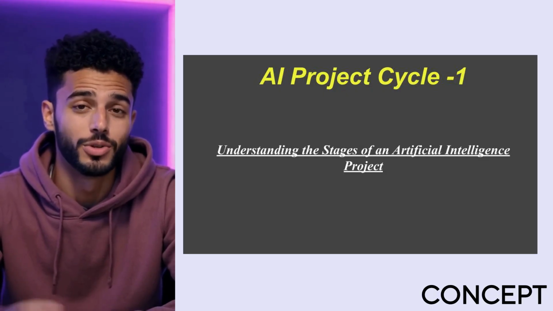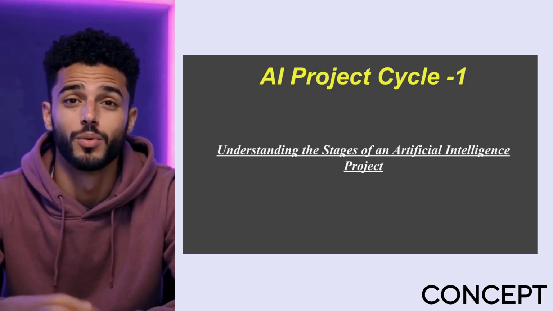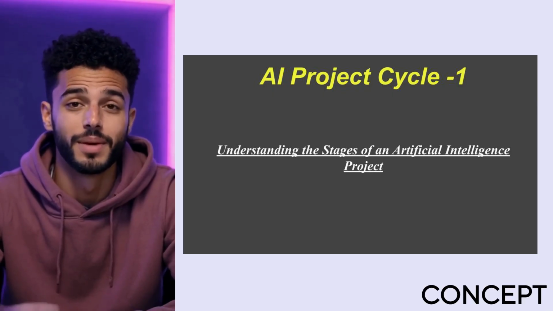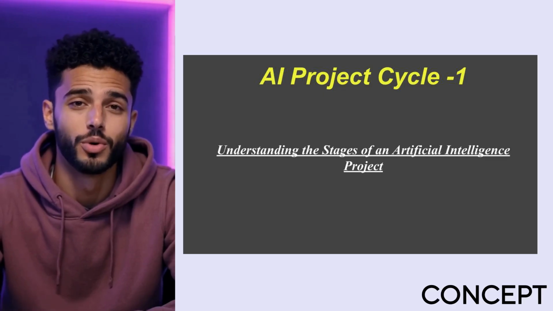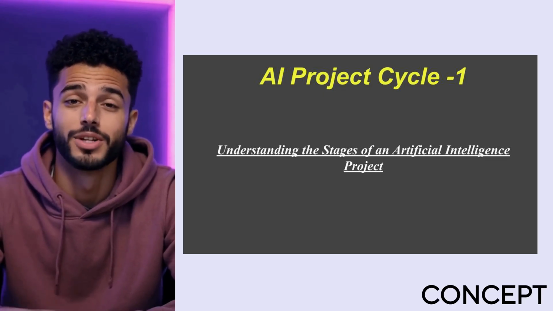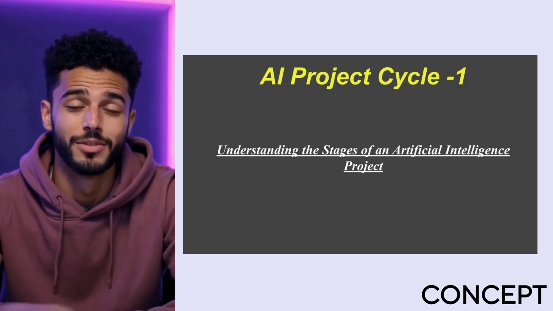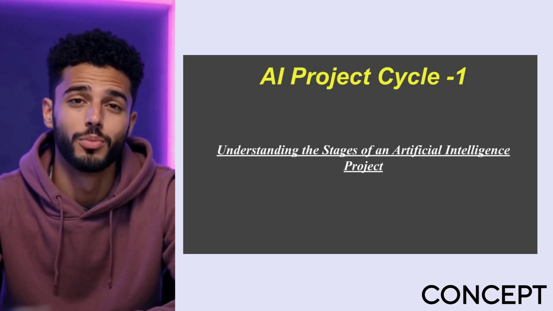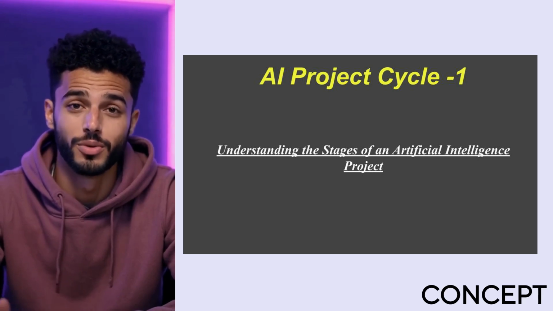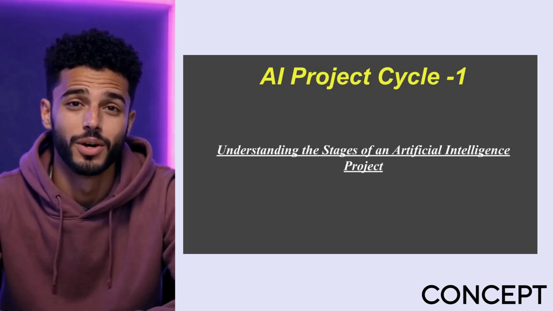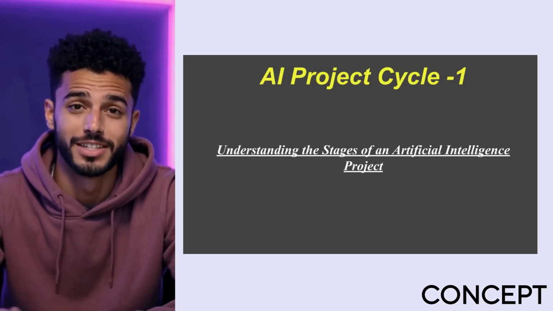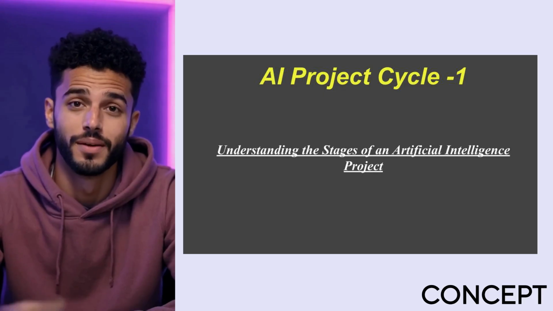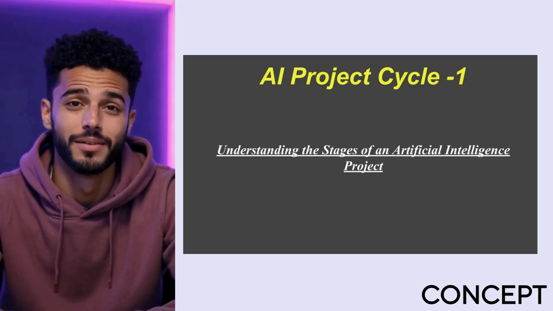Today, we're going to explore AI Project Cycle Part 1. That is how artificial intelligence projects are built, step by step, using a structured framework known as the AI Project Cycle. Just like a science experiment follows a procedure, AI projects also follow this cycle to move from a problem idea to a real-world AI solution. We'll also learn how to identify stakeholders, set clear goals, and consider ethical issues while designing an AI project.